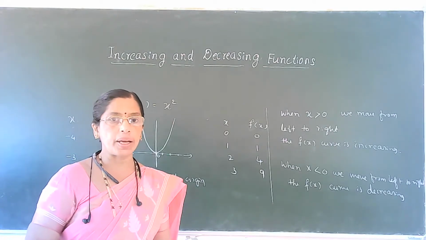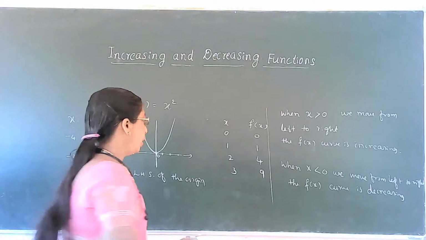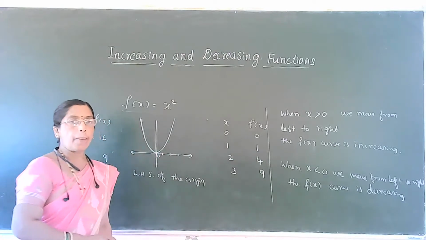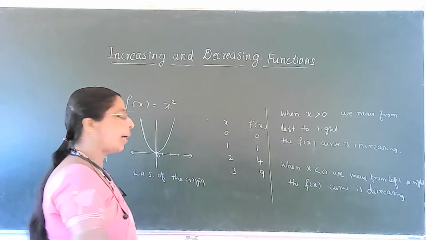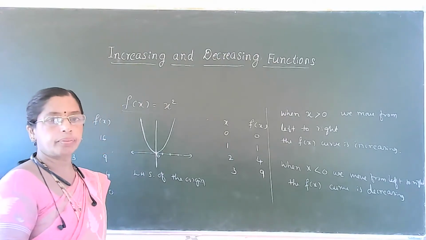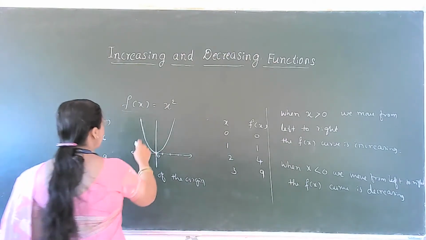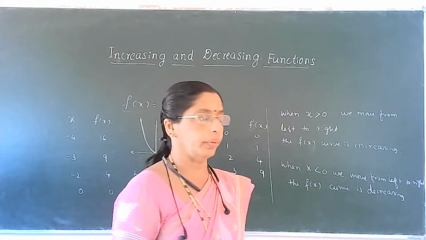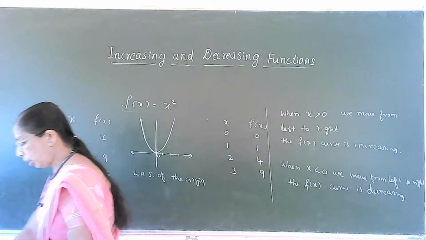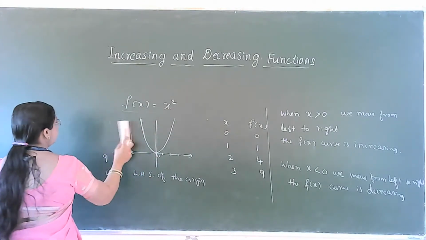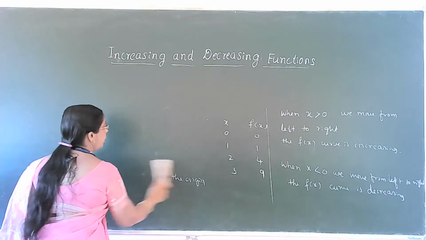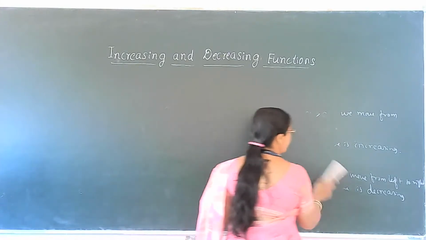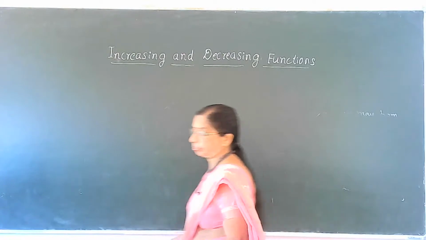Therefore, for the function f of x equal to x square, when x is greater than 0, f of x is increasing. When x is less than 0, the x square curve is decreasing. I think you can understand the increasing and decreasing function. Now, we shall go to the definition of increasing and decreasing functions and different types of curves.